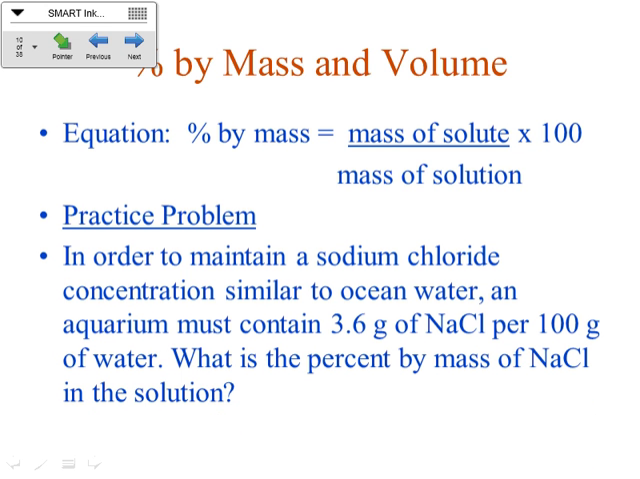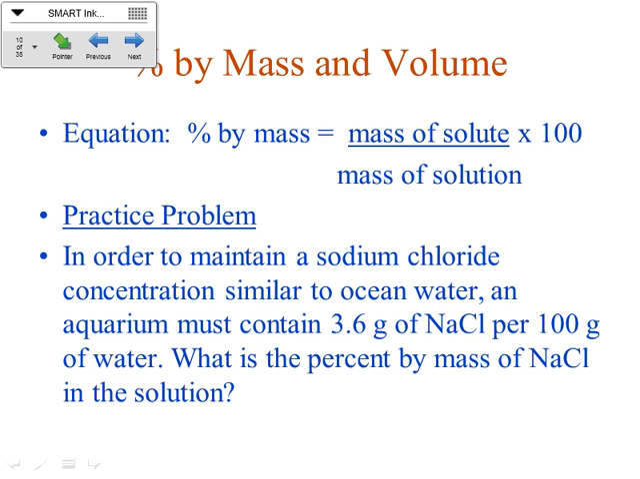All right, let's practice. In order to maintain a sodium chloride concentration similar to ocean water, an aquarium must contain 3.6 grams of NaCl per 100 grams of water. What's the percent by mass of NaCl in the solution? Those of you who are really looking at this will probably say right off the bat, 3.6%, because 3.6 grams of NaCl and 100 grams of water. Is that right? Why not?